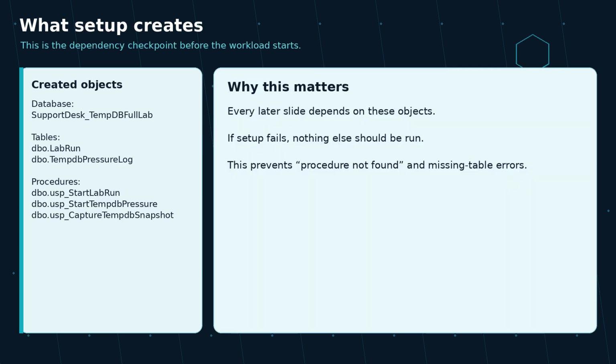The setup creates the support_desk_tempdb_full_lab database, a lab run table, a TempDB pressure log table, and 3 stored procedures. Lab run records when a demonstration starts and who started it. TempDB pressure log records progress from the workload. The start lab run procedure creates the run identifier, start TempDB pressure creates the controlled workload, and capture TempDB snapshot returns the diagnostic result sets. The later slides assume all of these objects exist.